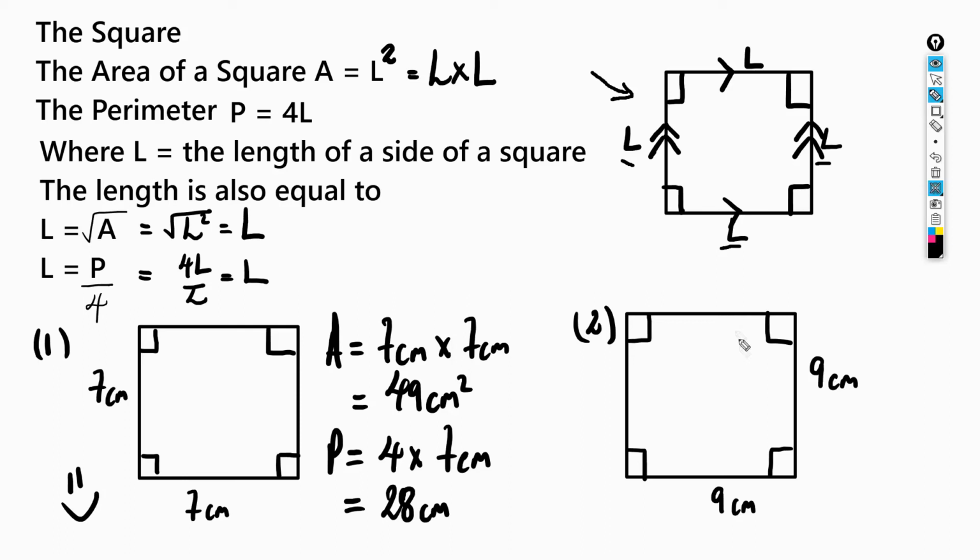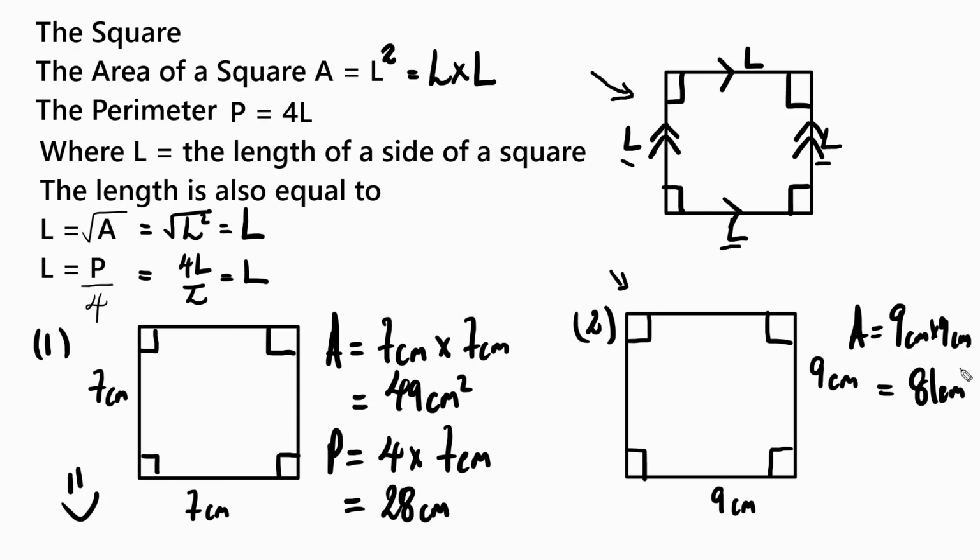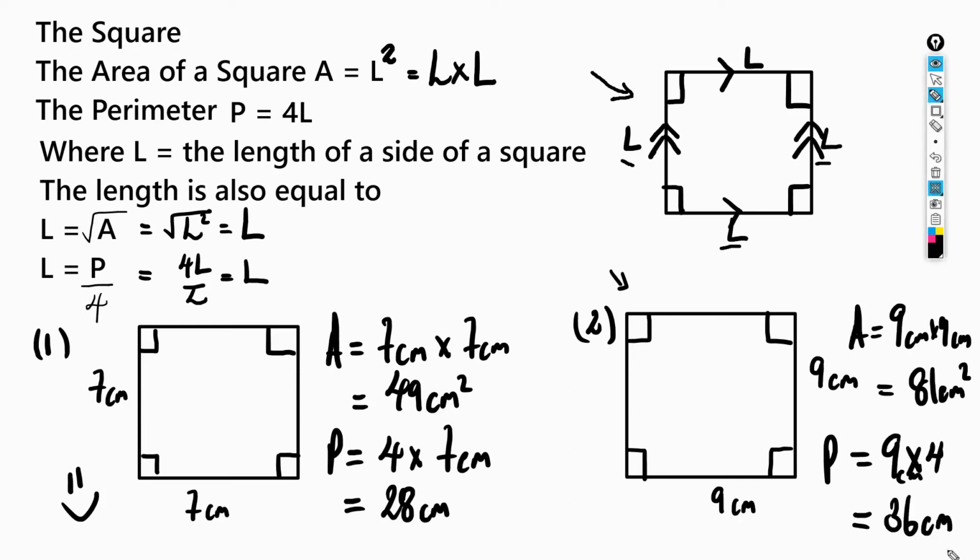Now, let's look at example number 2, where we're going to find the area. The area is going to be equal to 9 centimeters multiplied by 9 centimeters, and 9 times 9 is 81 centimeters squared. For the perimeter, we're going to get 9 centimeters times 4, and we're going to get 36 centimeters. Okay, so it's really easy, guys.